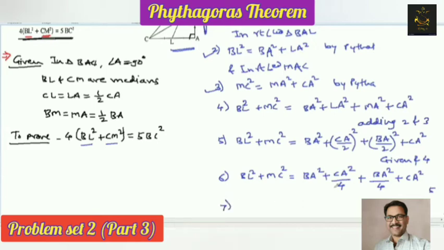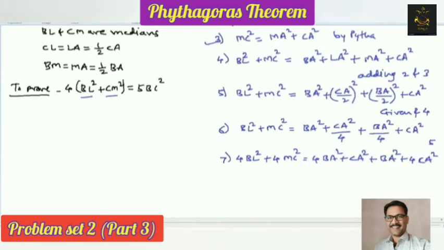Now just look here. We don't need this 4 here. Straightaway multiply both sides, each term, by 4. What will we get here now? This is 4 BL square plus 4 MC square. Again here also 4 BA square plus this. If you multiply here by 4, this one gets cancelled. So only CA square plus only BA square. But here we have to multiply by 4, that is 4 CA square. So this is by multiplying by 4.